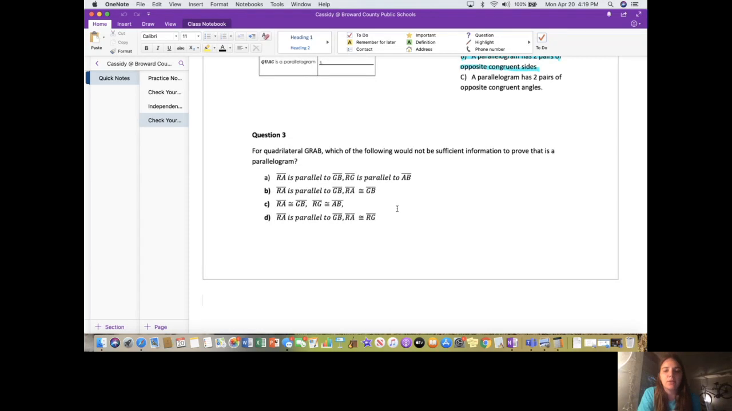All right, and lastly, number 3, for quadrilateral GRAB, which of the following would not be sufficient information to prove that it is a parallelogram? So not be sufficient. So what would not be enough information? Okay, so let's draw this parallelogram. GRAB. Alrighty, so what would not be enough information is what it's asking.